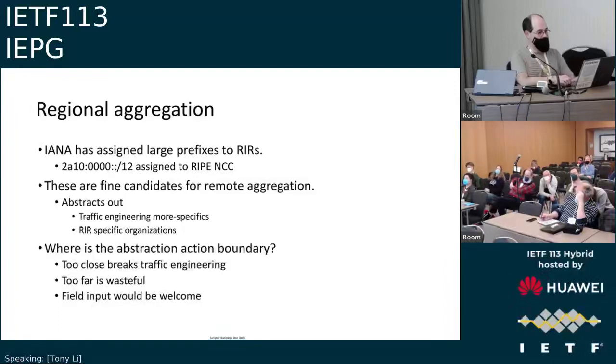This is something you have to look at on a case-by-case basis. If you put it too close to the actual abstraction, too close to the region, you're going to break traffic engineering. And if you go too far away, you're being wasteful. Those more specifics are transiting too far away. This is a case where it'd be very, very useful to have a little more field input. So I'll throw that question out to you guys.